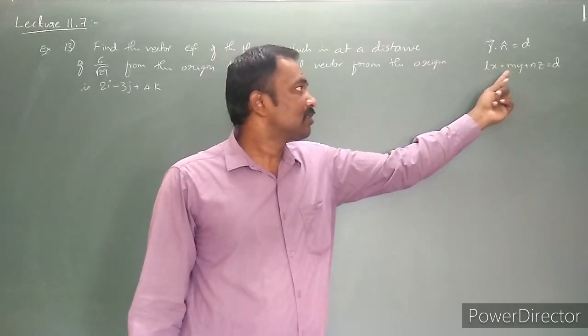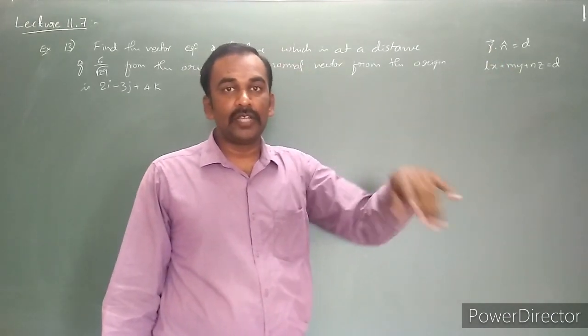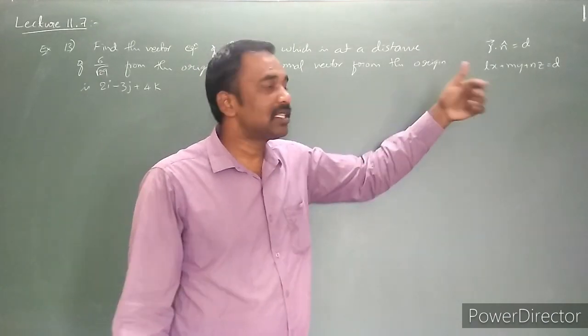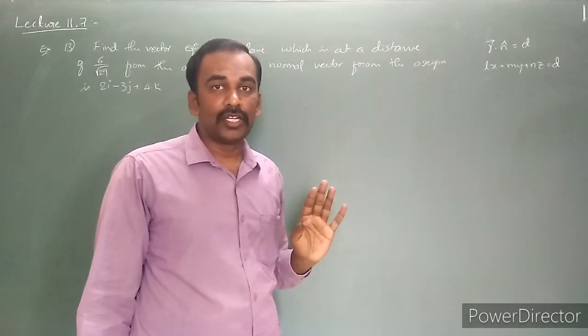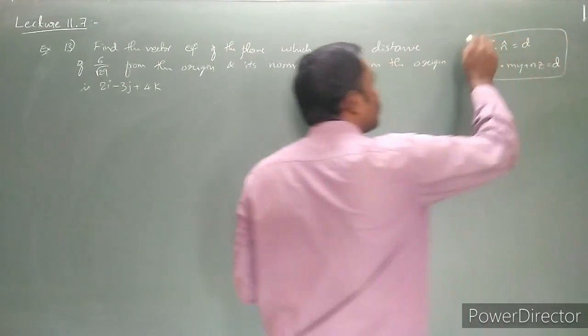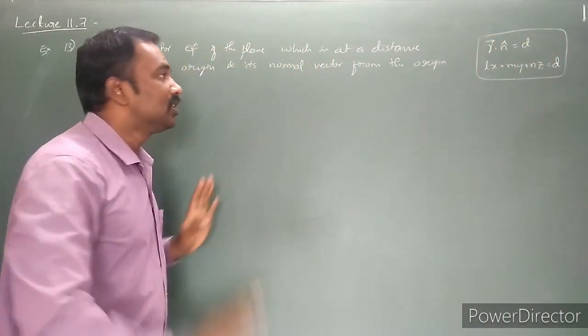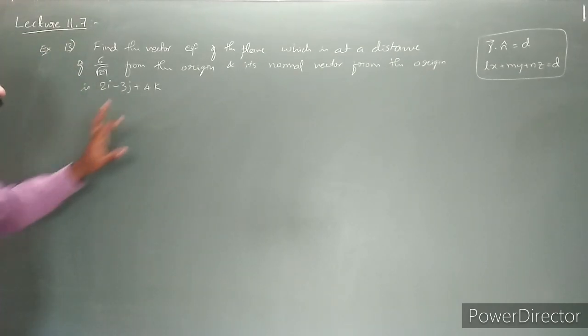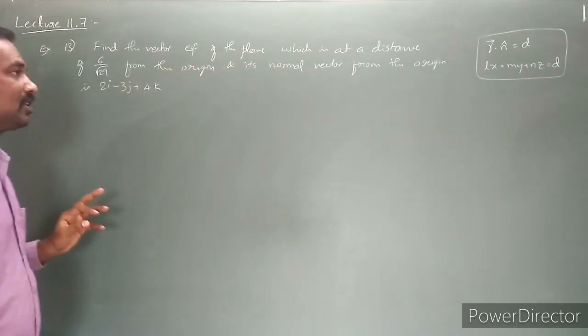Or else ax plus by plus cz is equal to d, where a, b, c are the direction ratios of the normal. You should remember the terminology and the equation. Based on the given formula, we are taking an example.